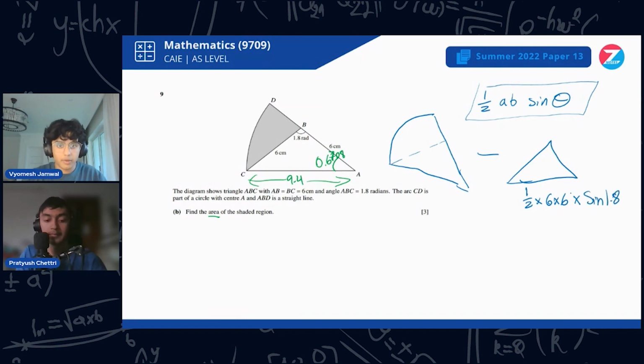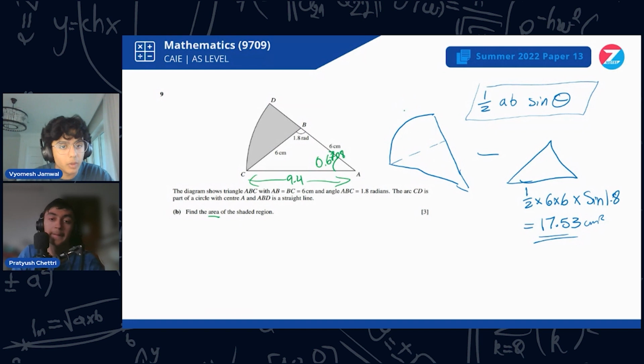And that would give us 36 divided by 2 times sine 1.8. That would give us 17.53. Let's put it at 4 significant figures. Okay. And now we need to find the area of the sector, which is going to be pretty straightforward.